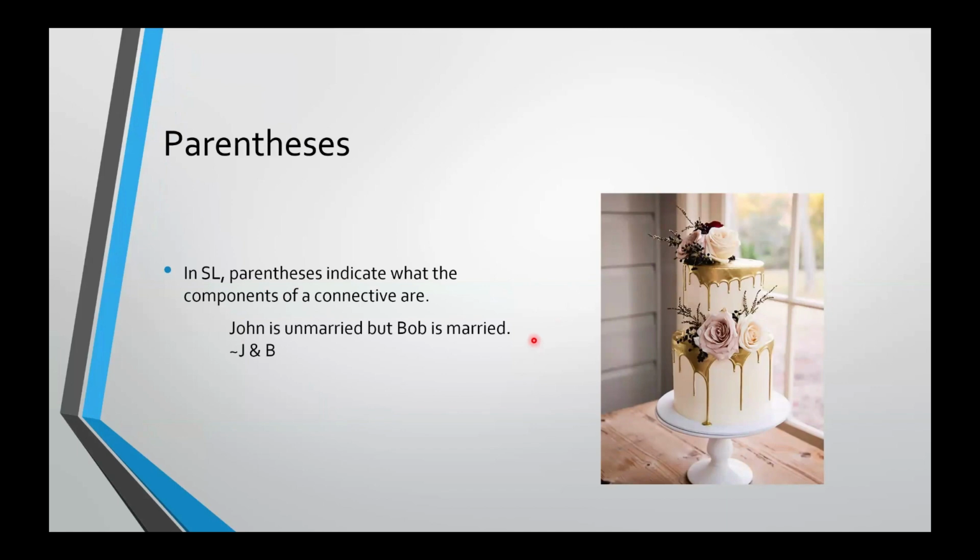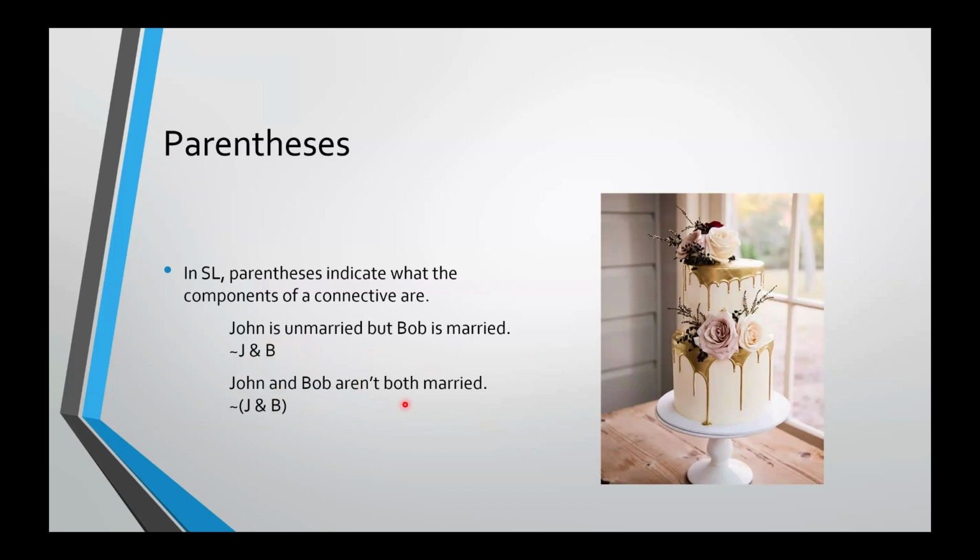So take this sentence here. John is unmarried, but Bob is married. So here, John is unmarried, right? It is not the case that John is married, right? You're trying to negate John is married. So that's going to be not J and B, right? Here, what you're trying to symbolize is John and Bob aren't both married.